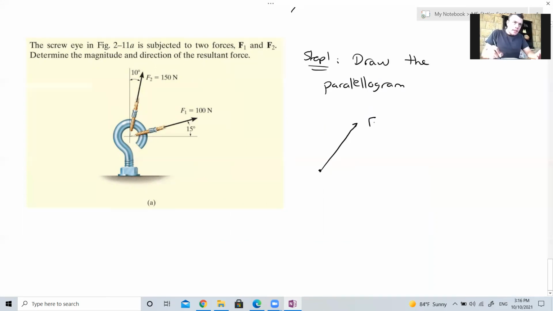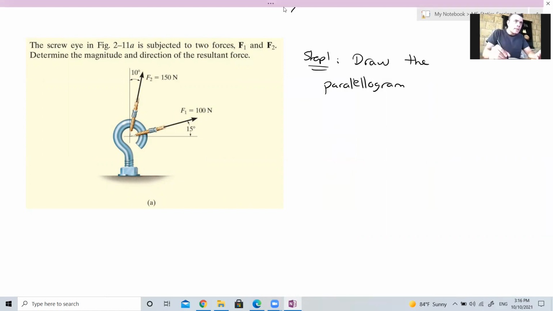This is F2. This is 10 degrees. And this is F1. Or I'll draw it directly on the drawing here. We come here and draw a line parallel, like this, parallel. Okay. This is the parallelogram.